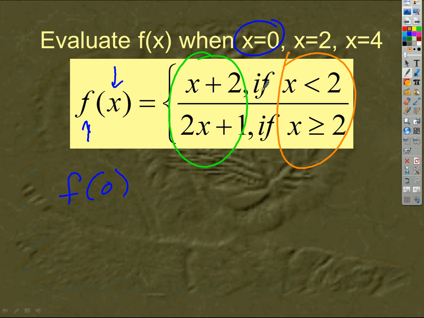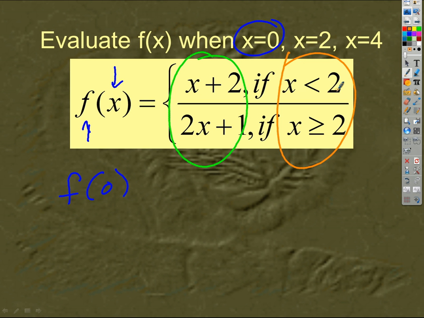When you're trying to evaluate a function, the first thing you always have to do is ask which one is active. If x is 0, does that fit into the top domain or the bottom? 0 is not greater than or equal to 2. It is less than 2, and therefore we have to plug it into the top equation. So it has nothing to do with the input on the other side. So what's the answer going to be? What is f of 0? 2, because 0 plus 2 is 2.